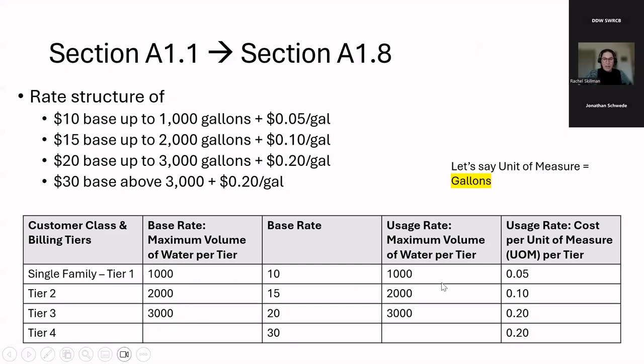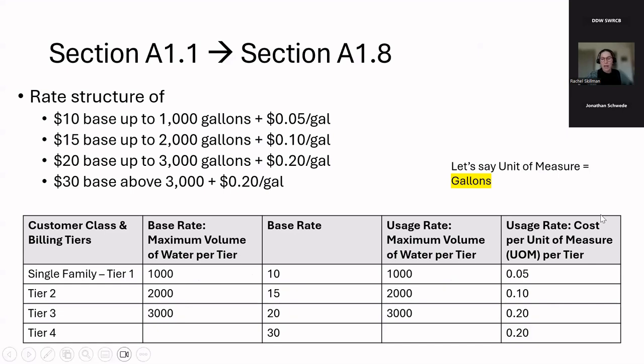And here we have the same maximum volume of water per tier applying to both our usage rate and our base rate. I know that's a little bit confusing. There's a lot of repetition in this, so I'm happy to clarify any of this later.